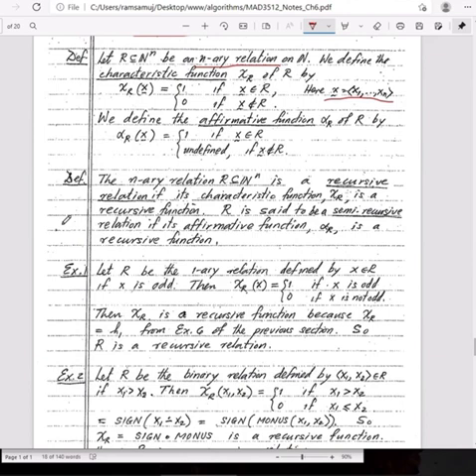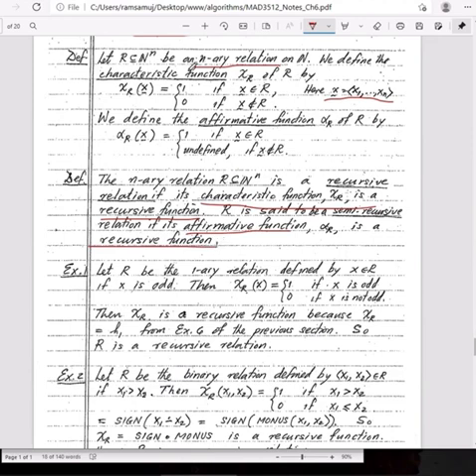Okay, so we have these two functions, and then we say the n-ary relation is a recursive relation if its characteristic function is a recursive function, and it is semi-recursive if its affirmative function is a recursive function.